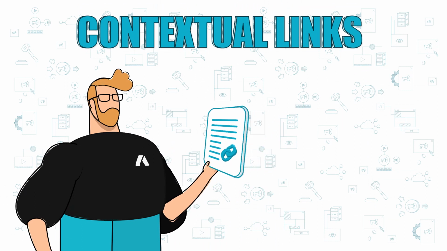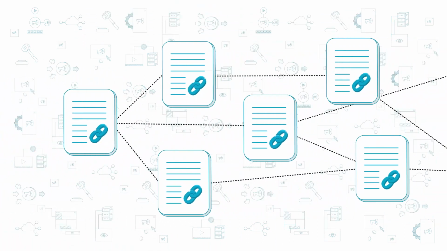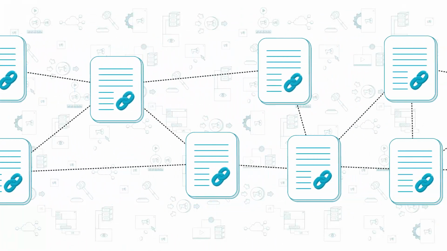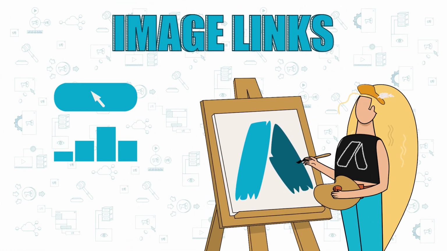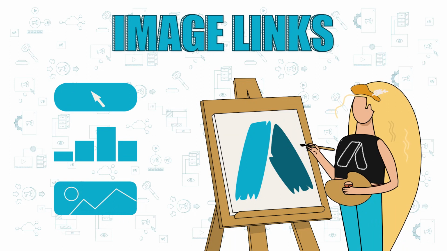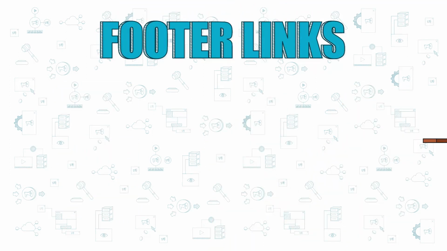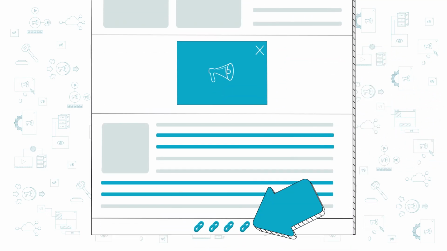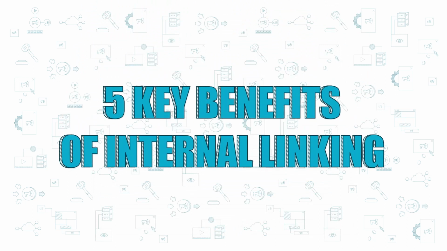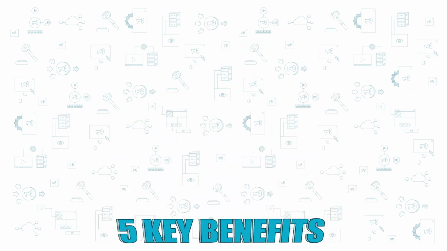Contextual links. A text link within a paragraph in which a related idea or context is found. Image links. These links look like buttons, charts, and pictures that navigate the user to a related source. Footer links. These links are usually located at the bottom of the page and contain links to social media, contact forms, or similar. There are 5 key benefits of internal linking.